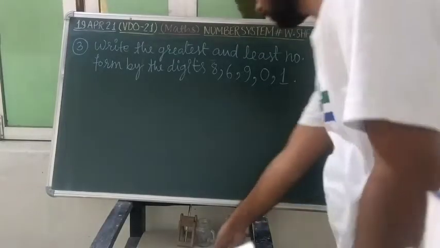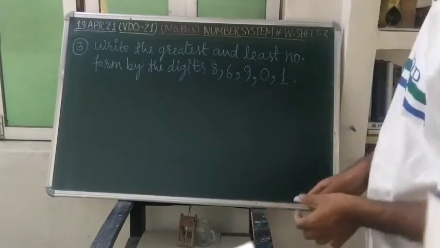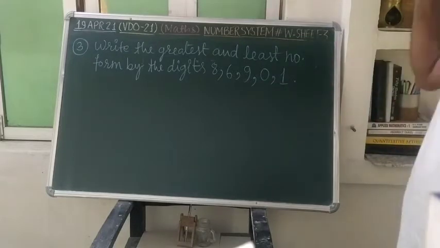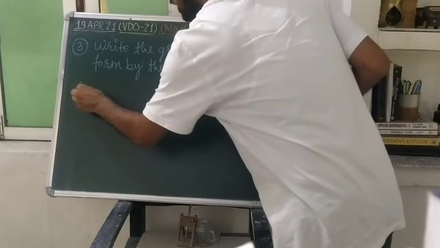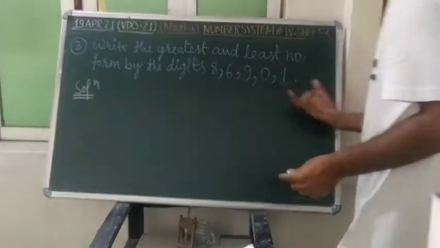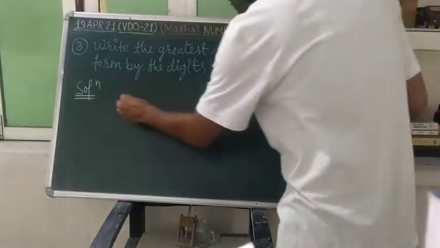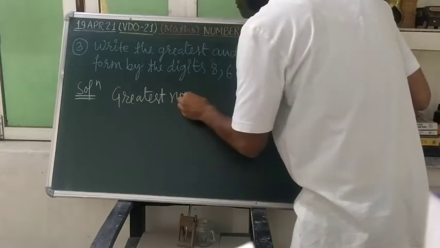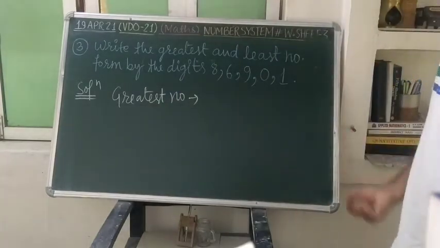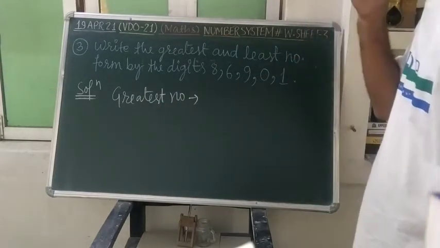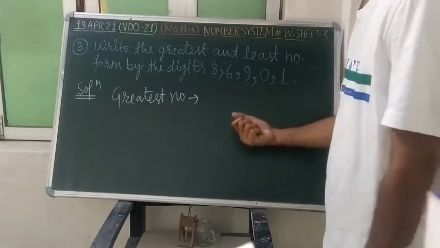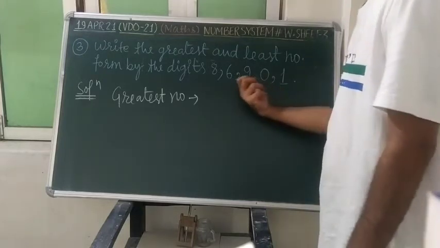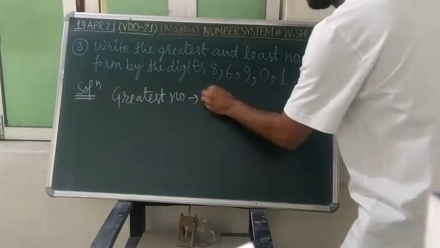Third problem: write the greatest and least number formed by the digits 8, 6, 9, 0, 1. So we want the greatest and least number formed by these digits. For the greatest number, we shall start from the biggest digit present in our problem. So the biggest digit present is 9.